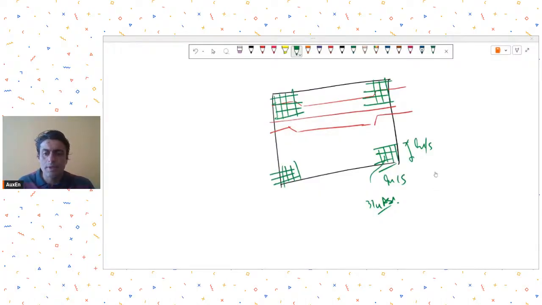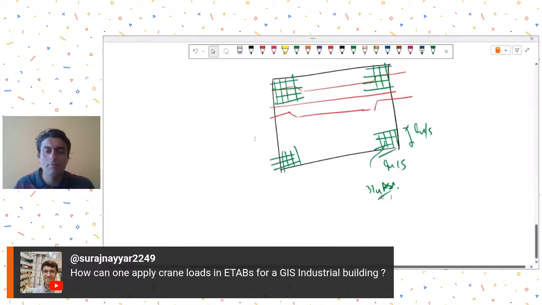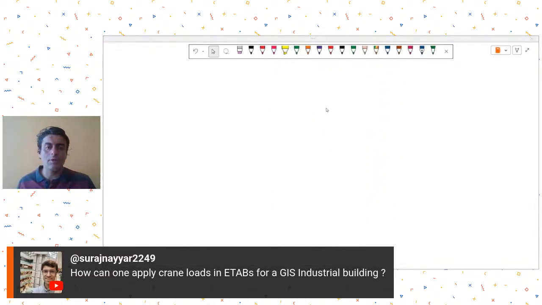Okay. Then the next query is from engineer Suraj Nayyar. How can we apply crane load in ETABS? I mean, the same manner in which you apply other loads. What is the doubt over here? The same manner in which you apply your general loads in ETABS, same manner you apply your crane loads.